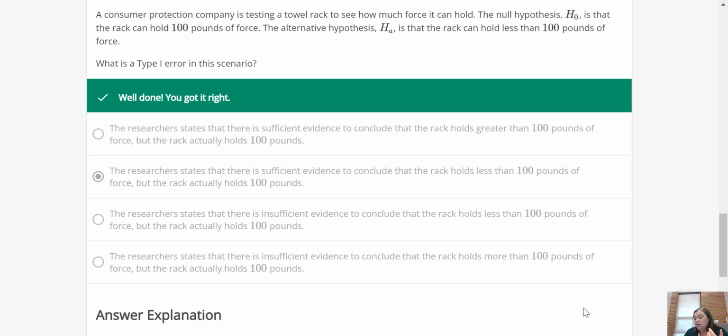So again, type 1 only happens if you reject the null. Type 2 only happens if you fail to reject the null. And in both cases, if we say it's a type 1 or type 2 error, you know that that is the wrong decision, right? So definitely take your time with this one. And like I said, I think it's very helpful to write it out.